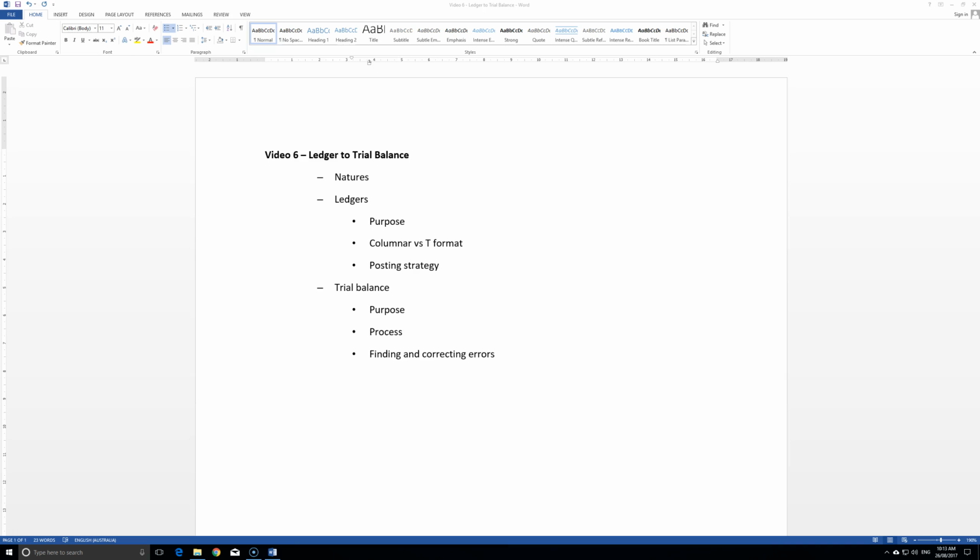Trial balances, even easier. We'll start with the purpose and then discuss how to complete one. Finally, and the most important part is we need to identify if there's any errors in that trial balance, and we'll discuss some strategies for how to fix them if you do find them.